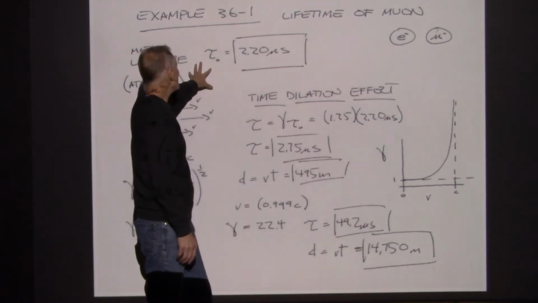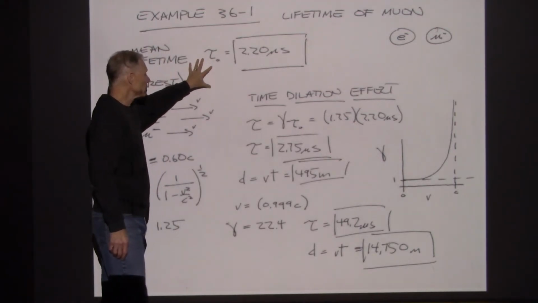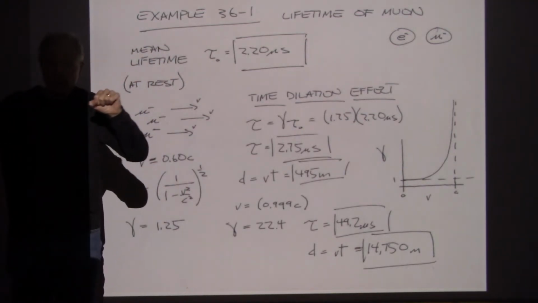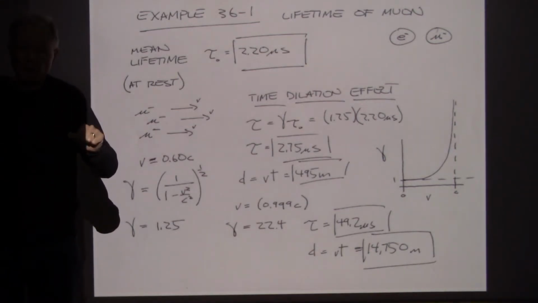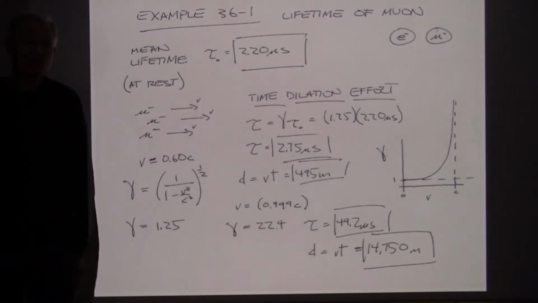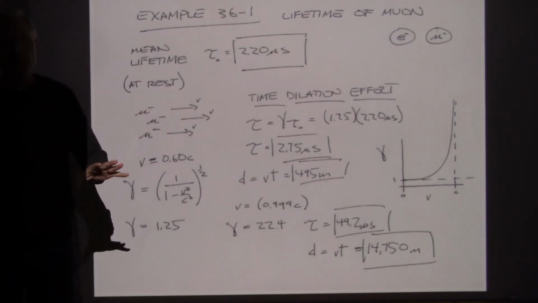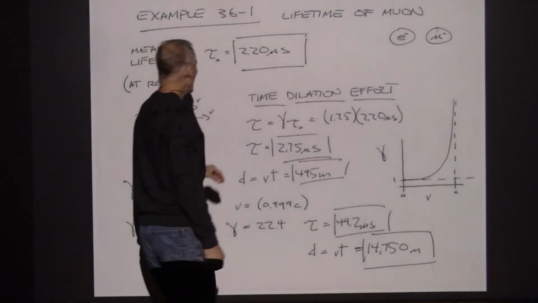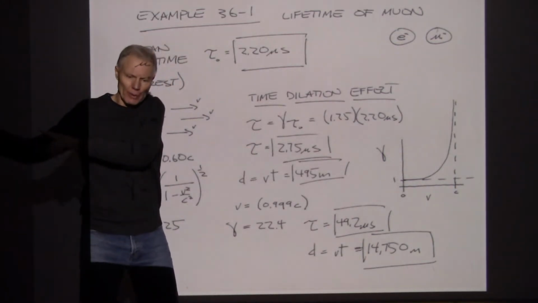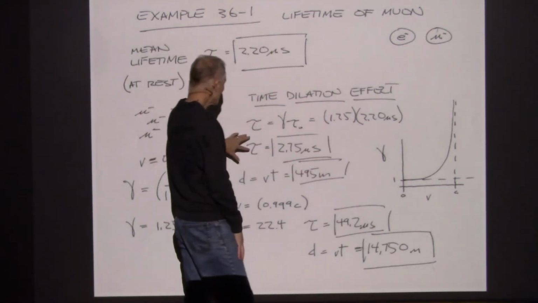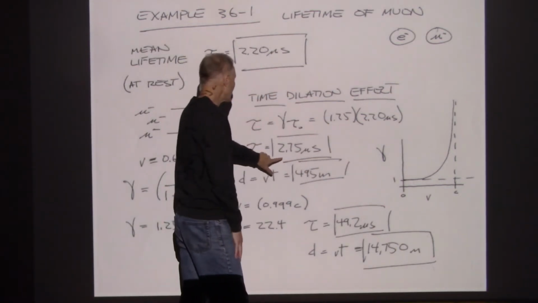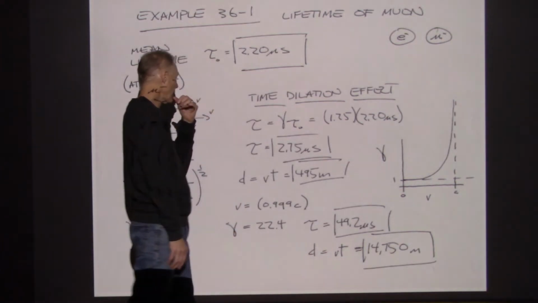In the muon's own rest frame, if the muon says, this is my inertial frame, in their own inertial frame, it's always the 2.20 microseconds, right? That's the average lifetime. It's only when we're in a different reference frame where they're zipping past us that we get these effects. So it says in this frame, on average, they're going to live 2.75 microseconds.